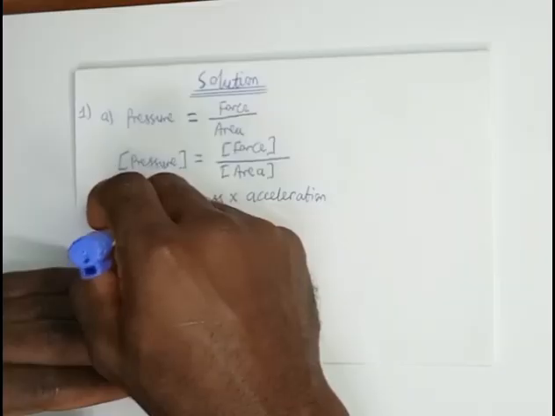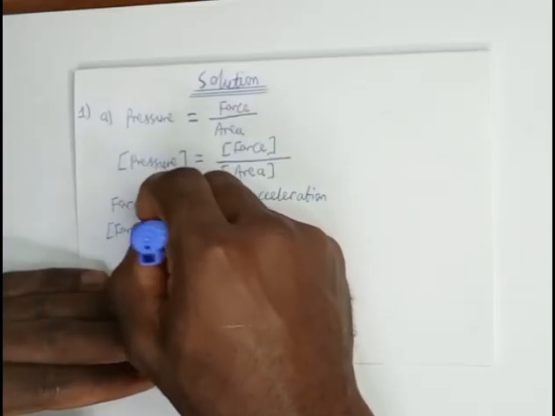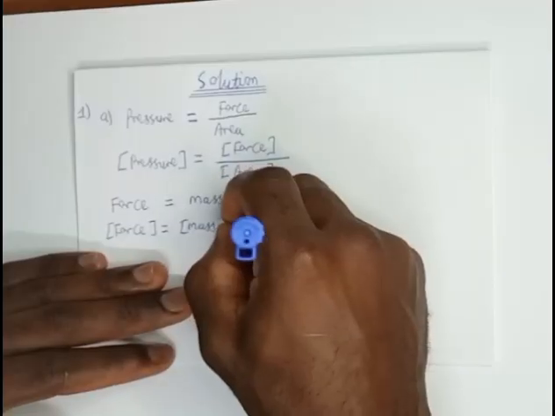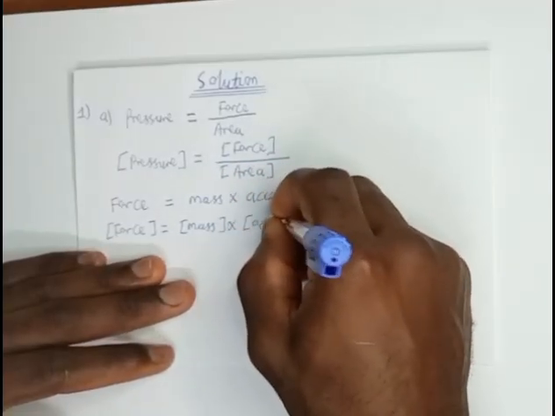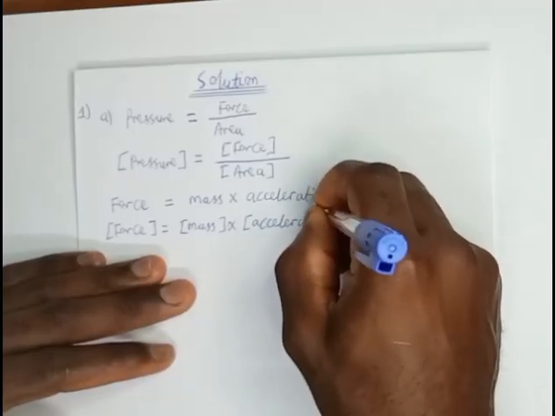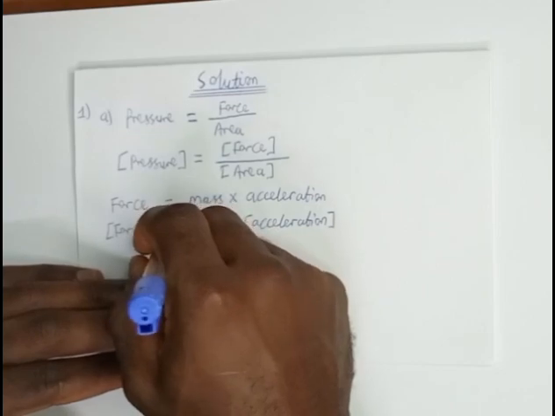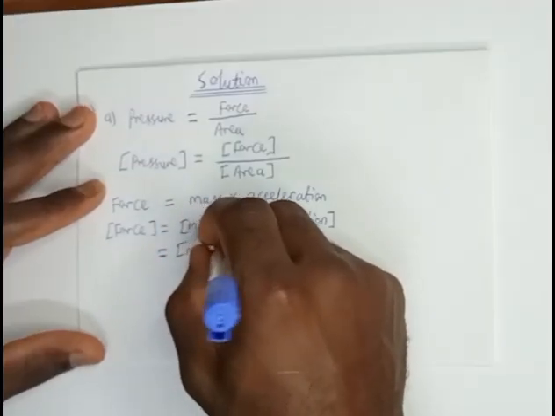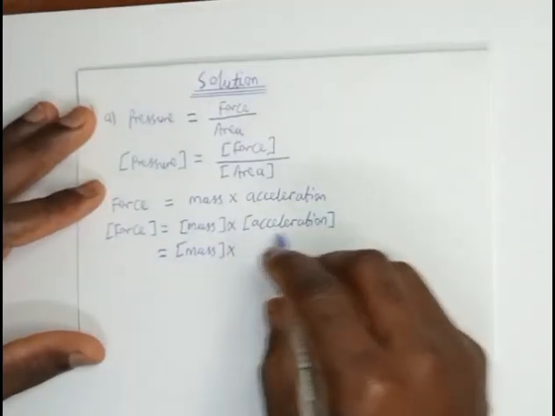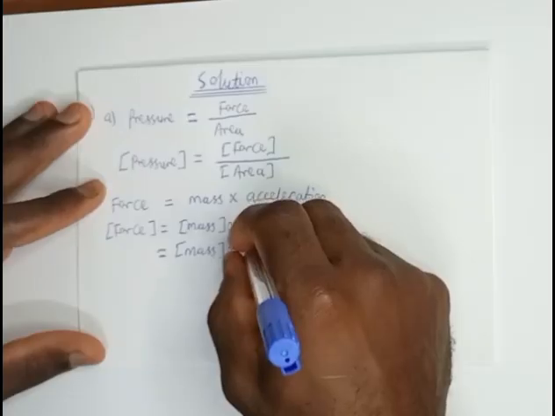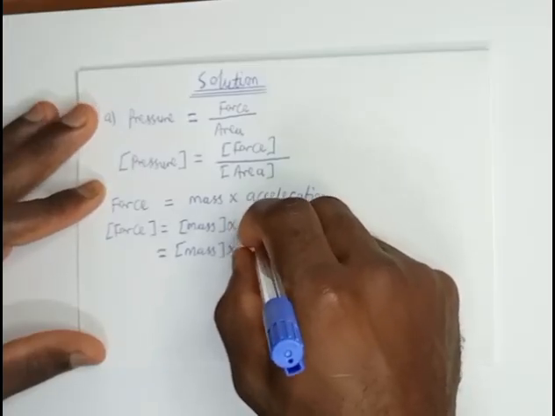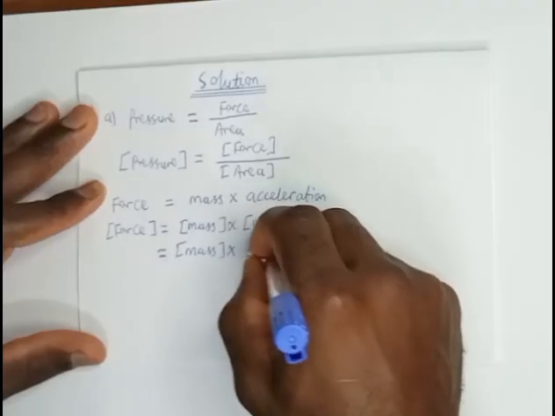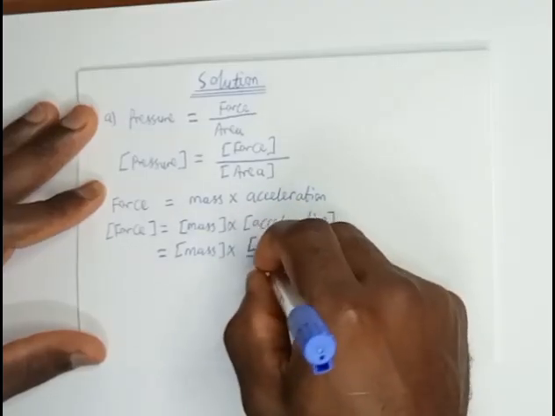That means the dimension of force will simply be equal to the dimension of mass times the dimension of acceleration. This will simply be equal to the dimension of mass times dimension of acceleration. You know, acceleration is simply velocity over time. Dimension of velocity divided by the dimension of time.